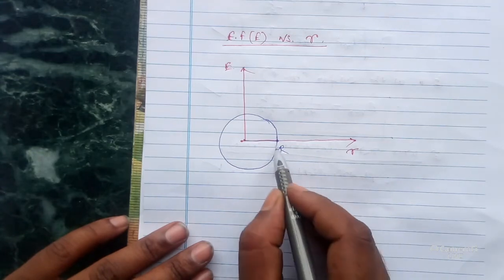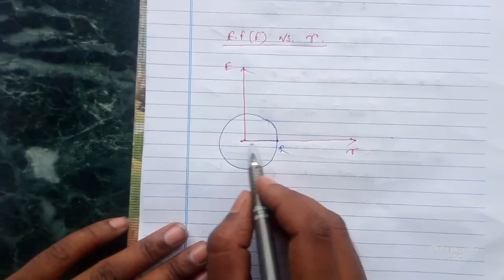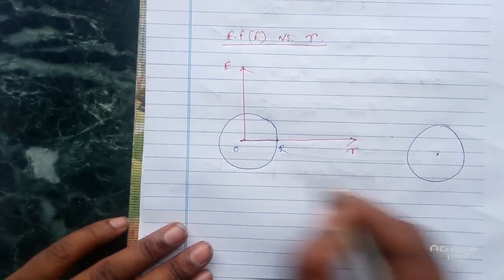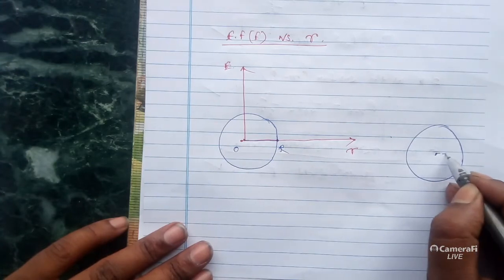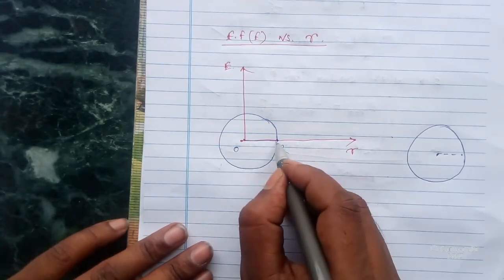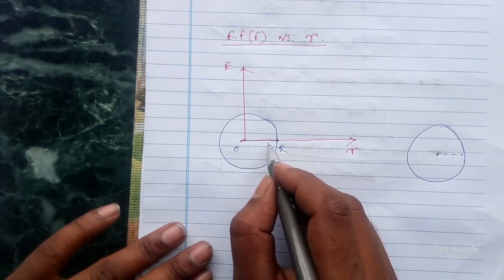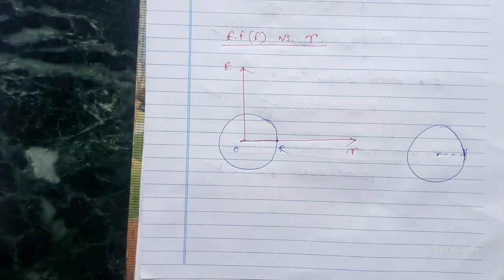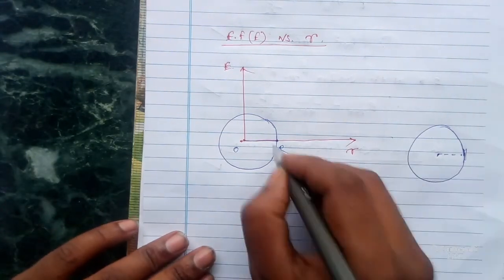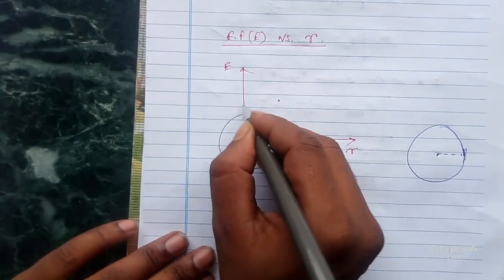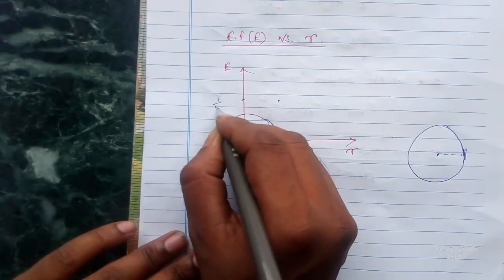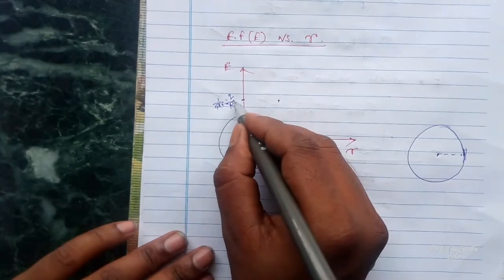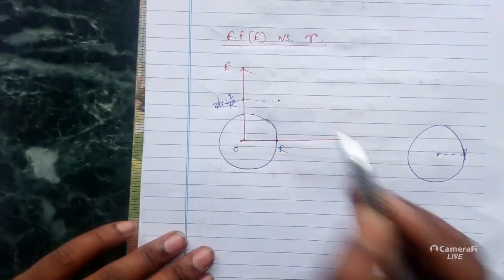Where is the electric field 0? Inside the sphere the electric field is 0. That means at point O, R is equal to 0, and as R increases up to this point, up to R, the electric field is 0. But when it reaches the surface, suddenly there will be an electric field. And what is the value of the electric field at the surface? This value is 1 by 4 pi epsilon naught q by R square. Dotted line should be there.